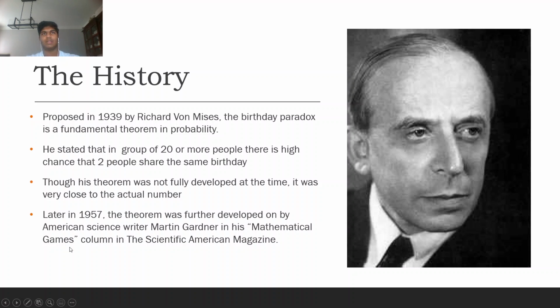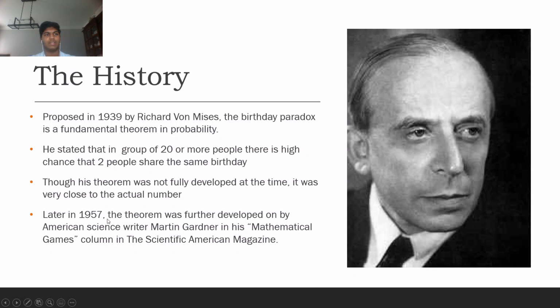Some history on this topic is that this was first proposed in 1939 by Richard von Mises. The birthday paradox remains one of the most fundamental theorems in probability, as a lot of our modern day statistics is built on it. Mises proposed that in a group of 20 or more people, there is a high chance that two people share the same birthday. Now, this theorem was not fully developed at the time at which Mises proposed it. It was but very close to the actual number.